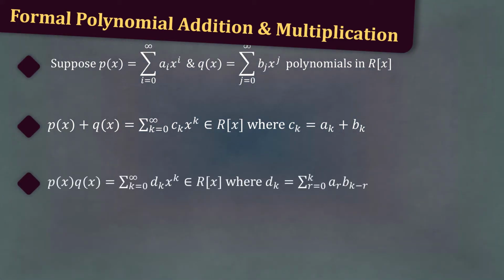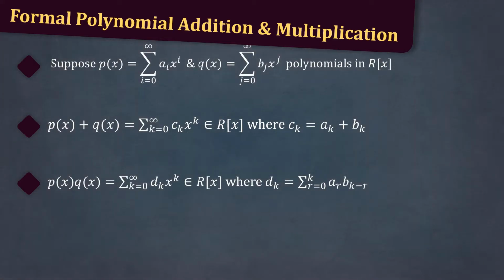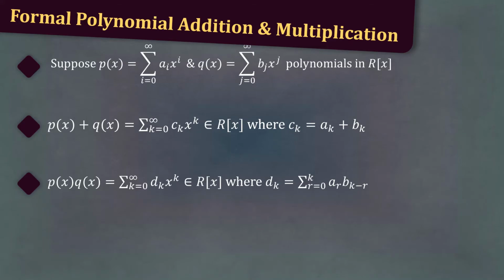Also, p(x) times q(x) is equal to the sum from k equals 0 to infinity of d_k x^k, which is in R[x], where d_k is equal to the sum from r equals 0 to k of a_r times b_(k-r).